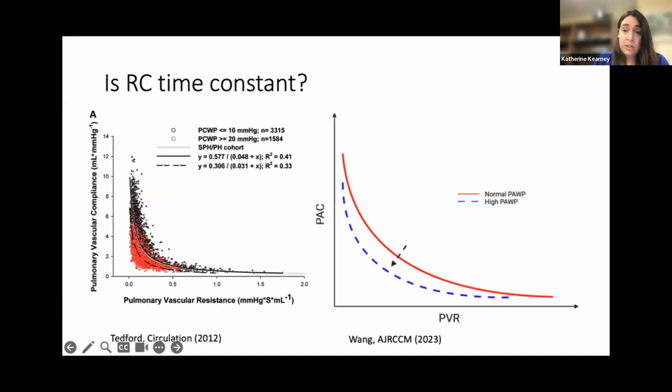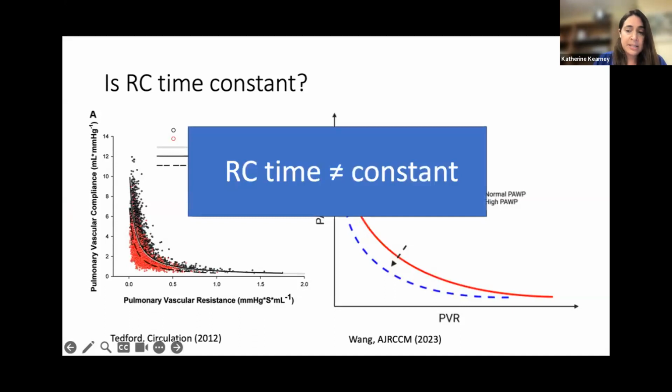So is it truly constant? Numerous studies, including the two shown here, have shown that PAC is sensitive to increases in left atrial pressure. With a higher wedge pressure, the PAC to PVR relationship is shifted left and down, as you can see clearly here in analyses from both 2012 and from 2023. Studies also demonstrated changes in RC with heart rate and BMI. Furthermore, reported RC times in the literature have consistently demonstrated significant scatter around them, all of which suggests RC time is unlikely to be a constant, and as an integrated measure of PAC and PVR, has potential to yield significant clinical insight into RVPA physiology.